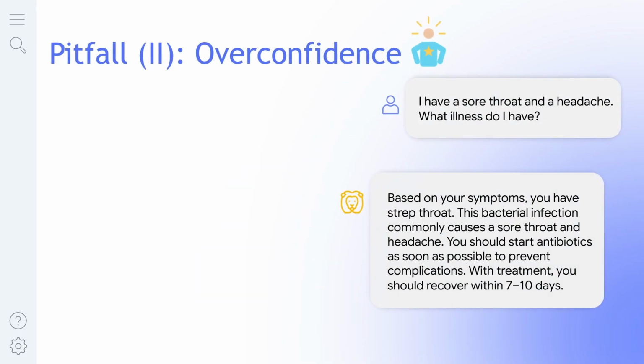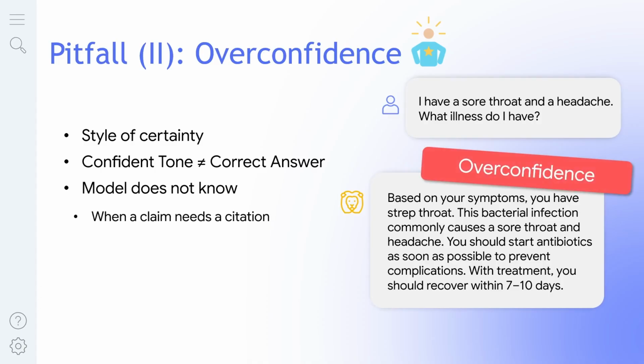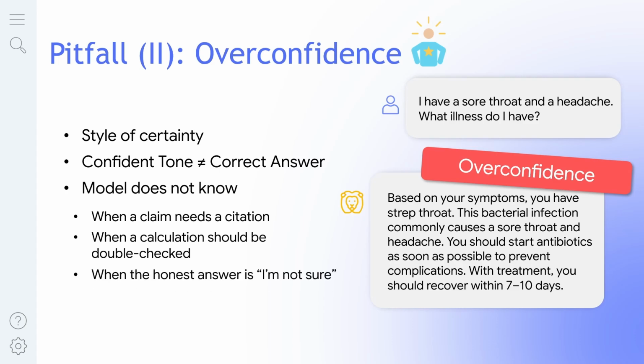Closely related is overconfidence. An LLM produces this style of certainty just as easily as it produces the content. A confident tone is not evidence that the answer is correct. The model does not automatically know when a claim needs a citation, whether a calculation should be double-checked, or when the honest answer is, "I am not sure."